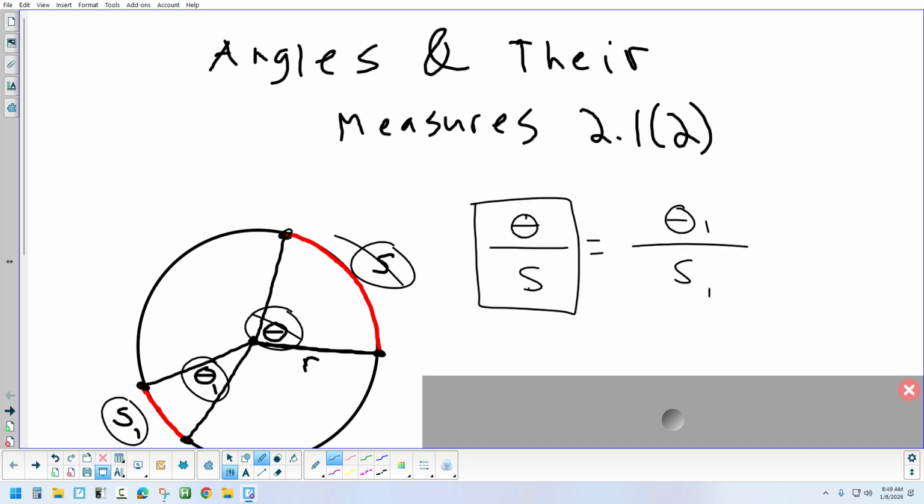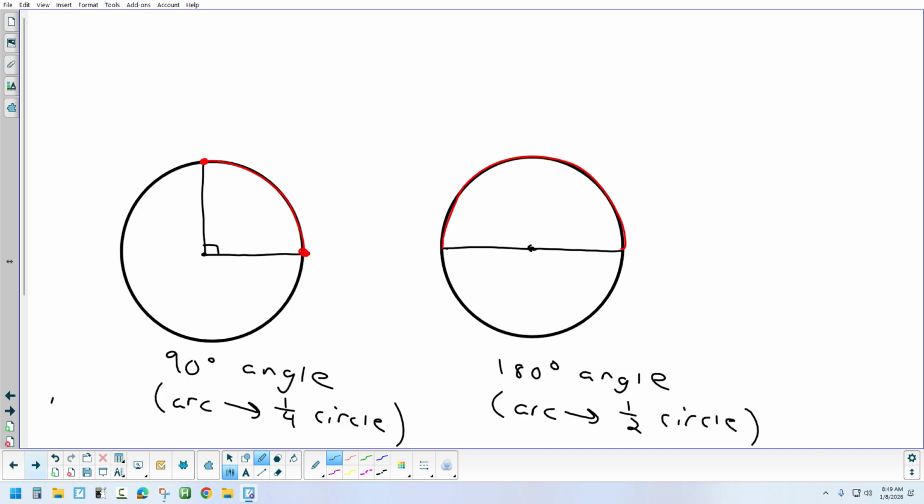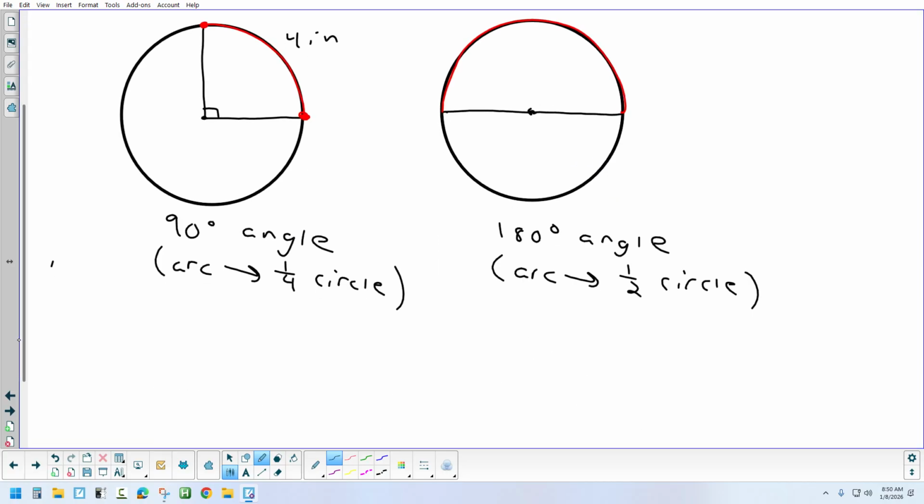Okay, all we're really doing here is, like, if I drew this circle and I said to you that with a 90-degree angle, this arc was 4 inches. Okay. This is a 180-degree angle. How big is that arc over there? 8 inches. Well, we know it's 8 inches because it doubled, but let's say we didn't know it was 8. We're basically just setting up a proportion. A 90-degree angle gives you 4 inches. A 180-degree angle gives you how many inches?